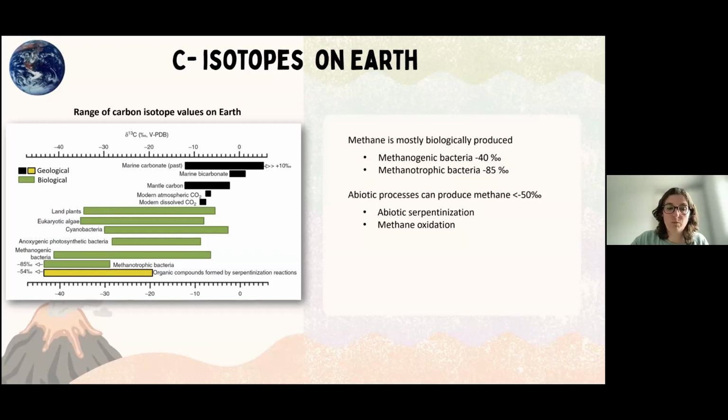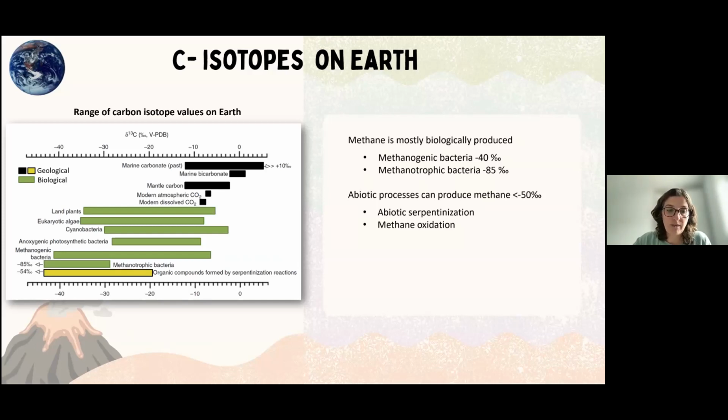But what is remarkable in this graph is that, for example, methane, that we can see down in this graph, can produce very, very negative values, like, for example, these methanogenic bacteria. Methanogenic bacteria are the microorganisms that can generate methane from organic sources with values down to -40 per mil. But we can also see methanotrophic bacteria, the organisms that utilize methane as a source of carbon. In this case, they can reach values as low as -85.